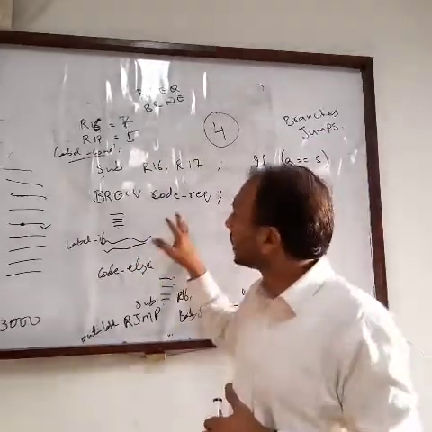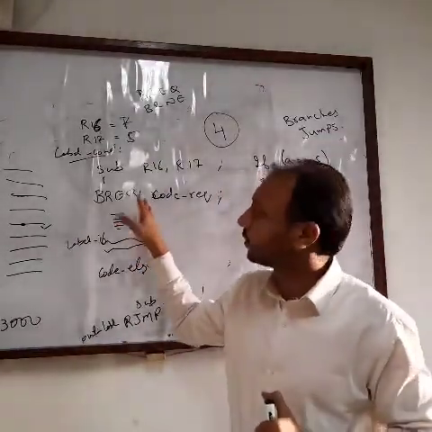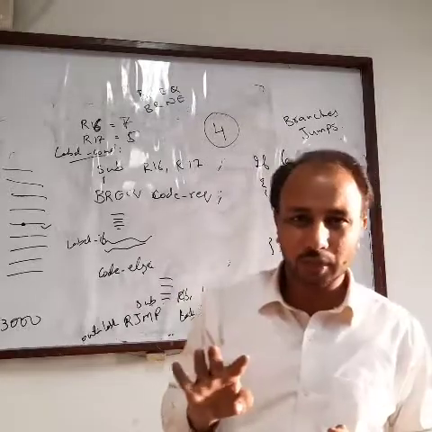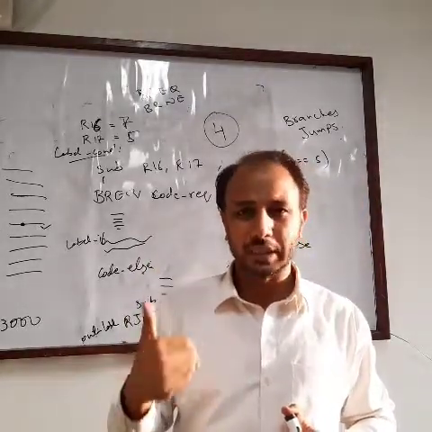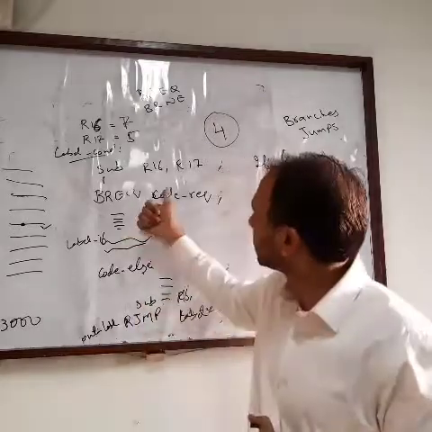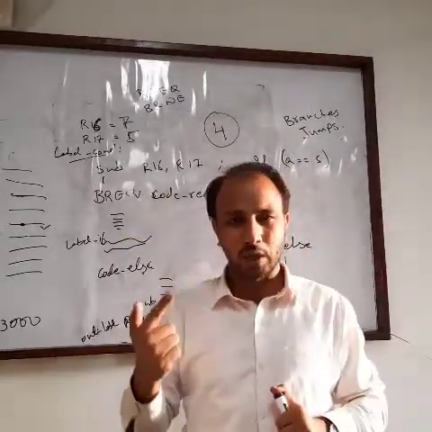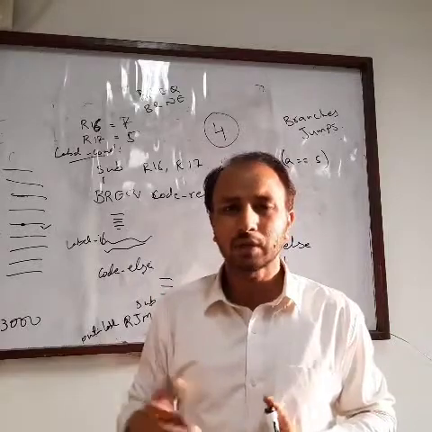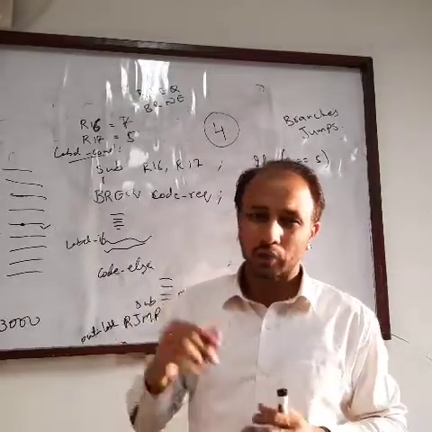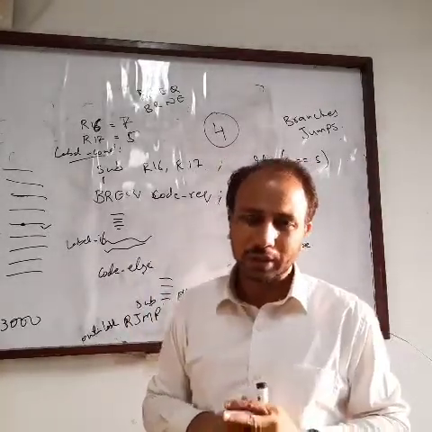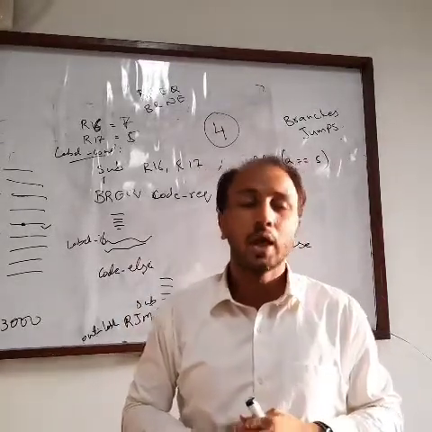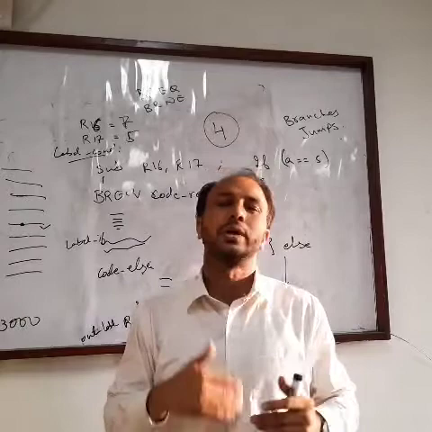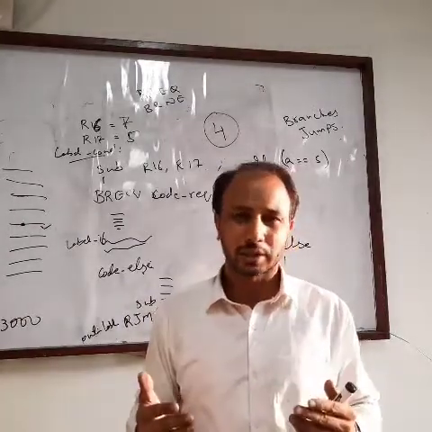RJMP and JMP both are unconditional jumps. In conditional jumps, we actually have 8 instructions in AVR. Two of them I have told you. They check the Z flag. Branch equal checks if your Z flag is 1, which is when your result is 0. On the other hand, branch not equal checks whether the result of the ALU is not equal to 0. If it is not equal to 0, it will take the jump.